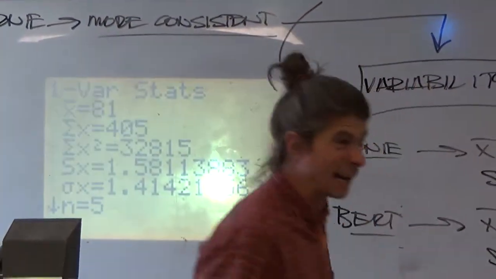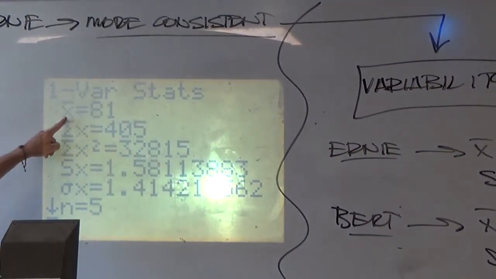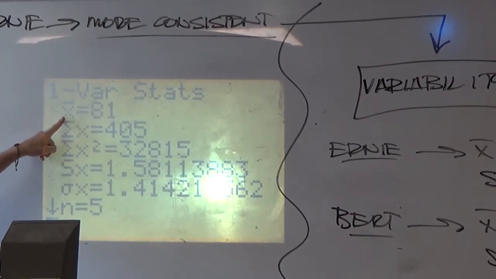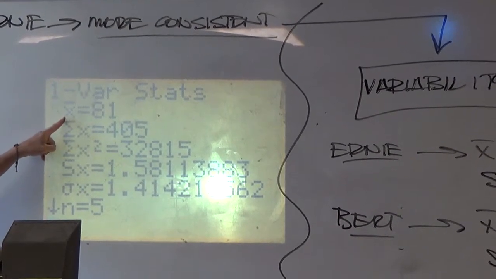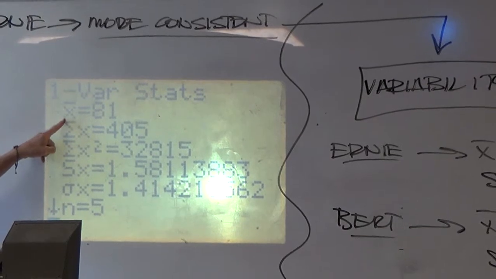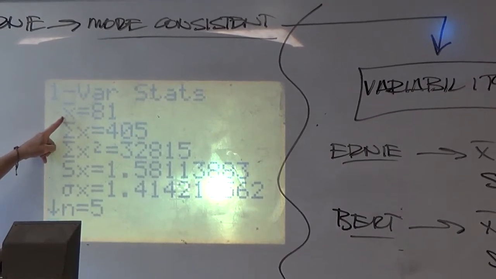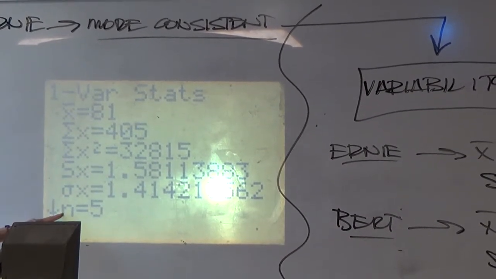Let's talk about what we're looking at here. You recognize him? Yes. Good. That's the average of our sample of 5 values. Do you see our sample size of 5 anywhere? Yeah. Right there. That's good.